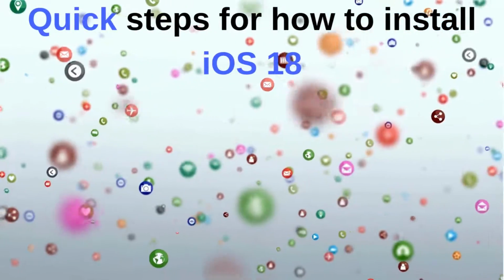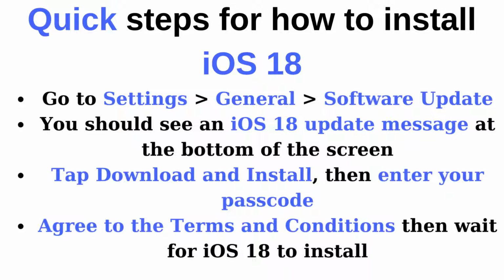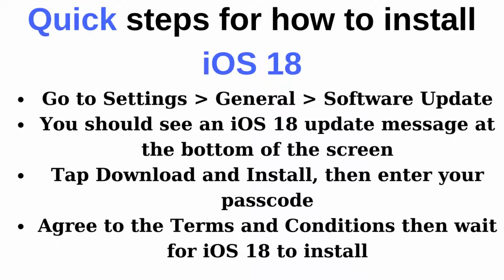Quick steps for how to install iOS 18. Go to Settings, General, Software Update. You should see an iOS 18 update message at the bottom of the screen. Tap Download and Install, then enter your passcode, agree to the terms and conditions, then wait for iOS 18 to install.